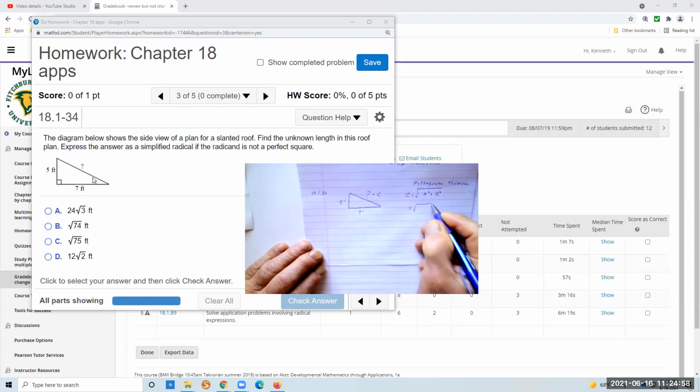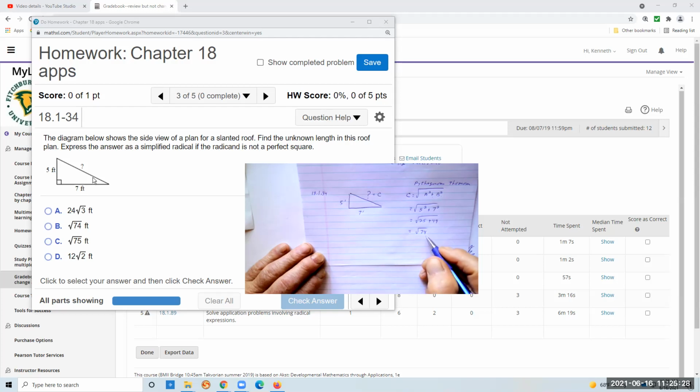So I'm going to plug in the value of a, which is 5, and square it. The value of b, which is 7, square it. We do the squaring before we add, so that's 25 plus 49. We add before we take the square root, so that is going to be 74. 74 does not factor into a perfect square and a non-square. So therefore, this is our answer in simplified radical form.